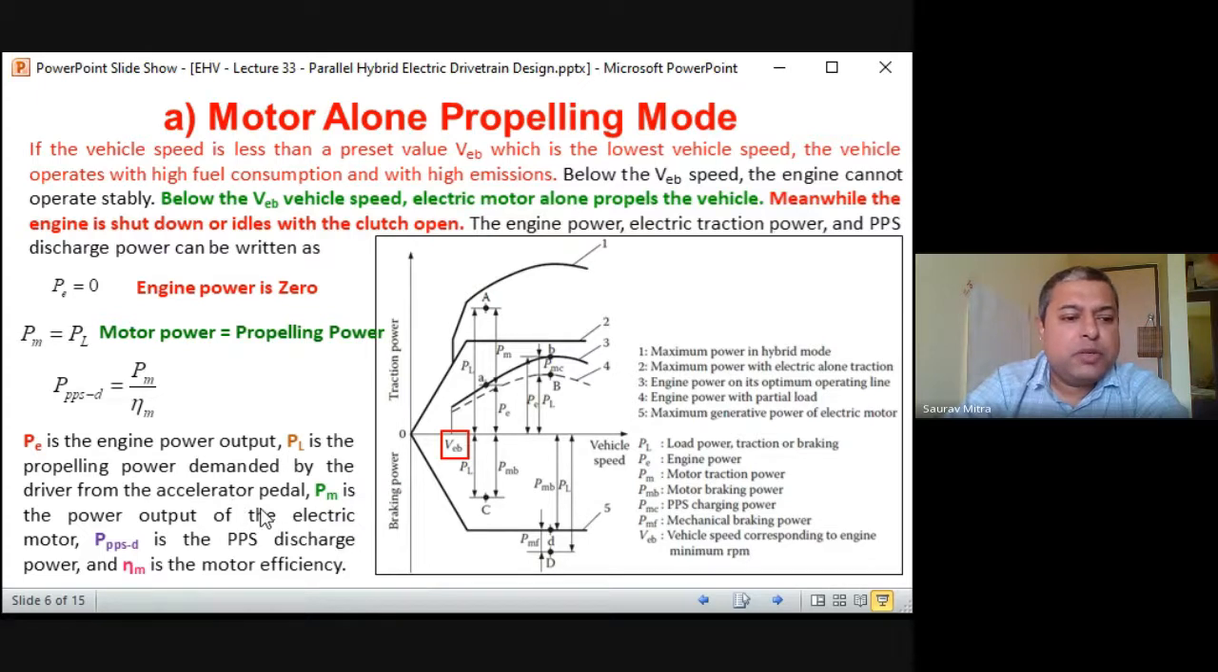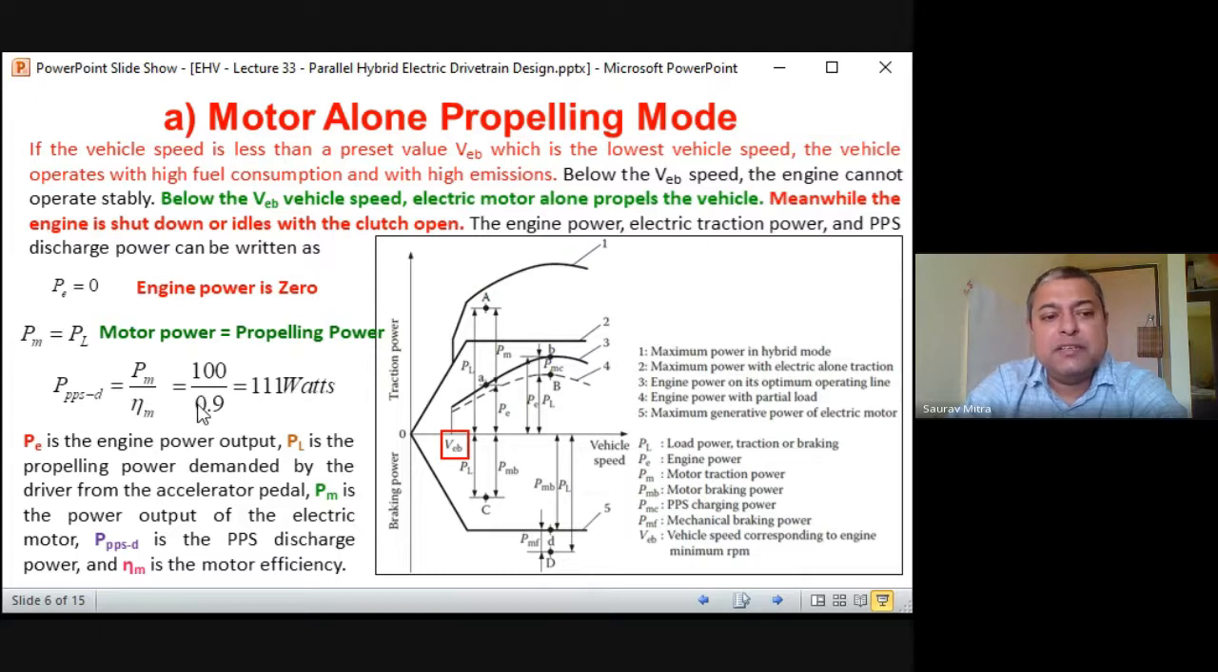PM is the power output of the electric motor, and that PM power is coming from PPS. So if PM is working with a motor efficiency of 90%, in that case PPS has to generate more power. If PL is asking for 100 units of power, PM has to give 100 units, but in that case PPS has to generate 111 units of power. So this 111 unit is equal to 100 divided by 0.9.